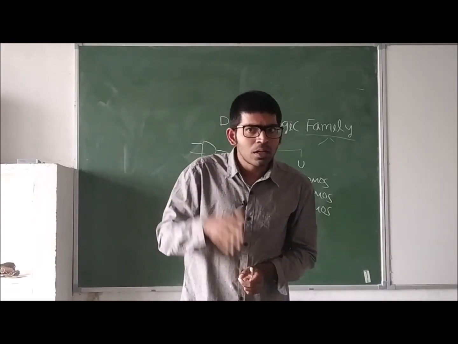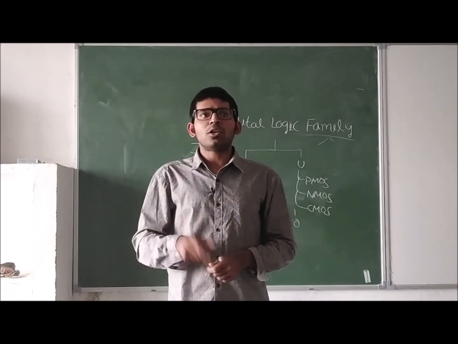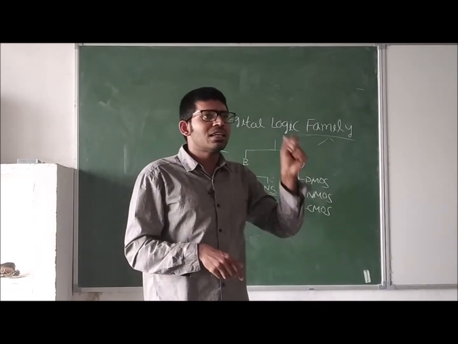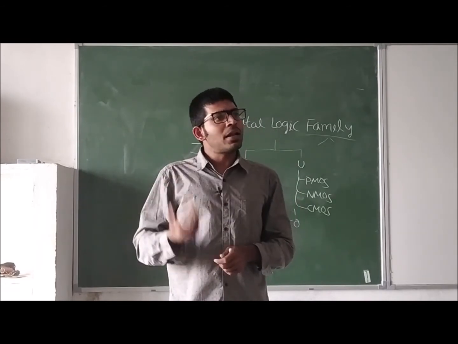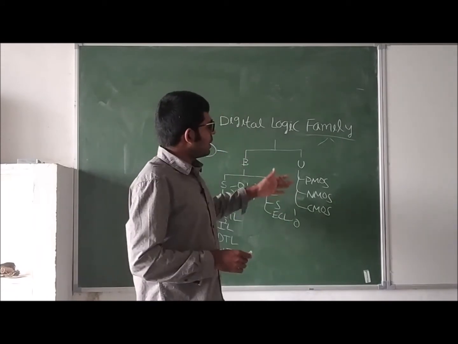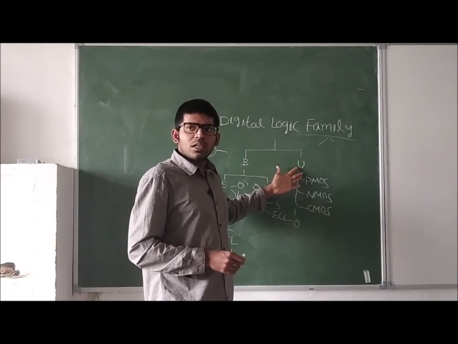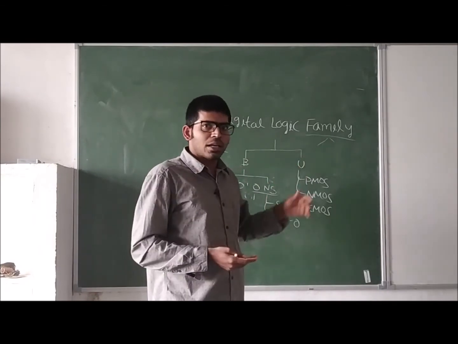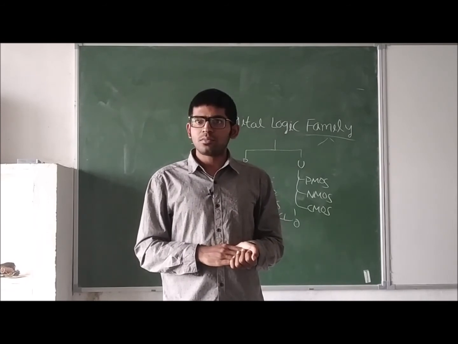If I use the unipolar technology, then in that IC, whatever AND gate I have manufactured, current is only due to majority carriers. If I manufacture that IC by using the bipolar technology, then in that IC current is due to both majority carriers and minority carriers. Now, if I am manufacturing by using the unipolar technology, what are the different options to me? I can either use the PMOS or NMOS, CMOS.